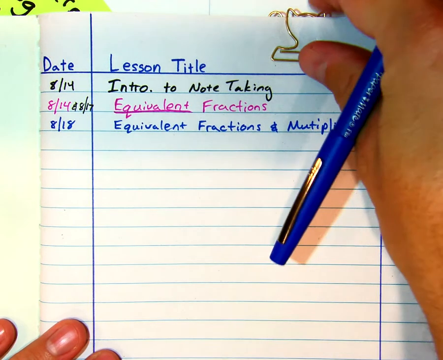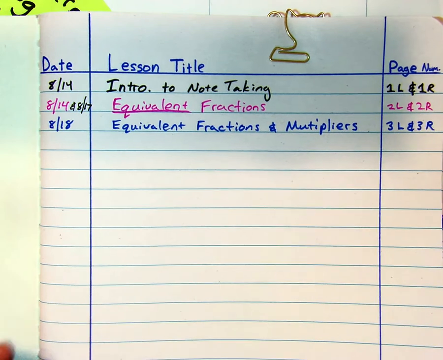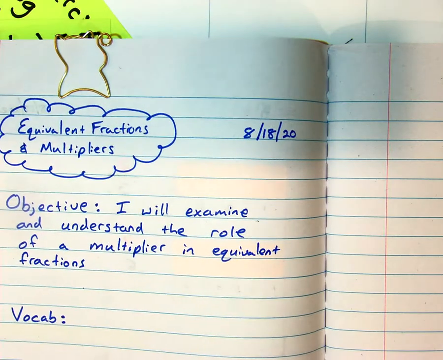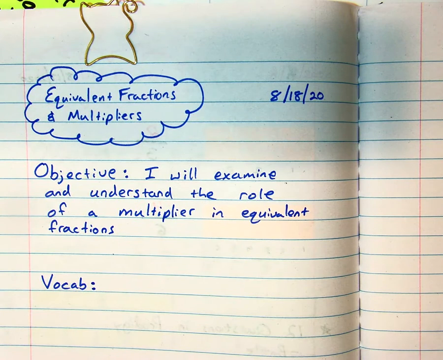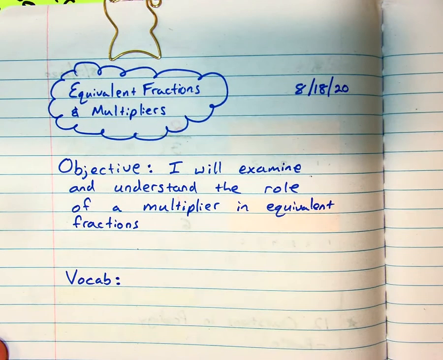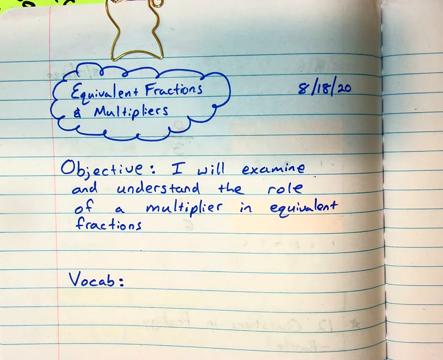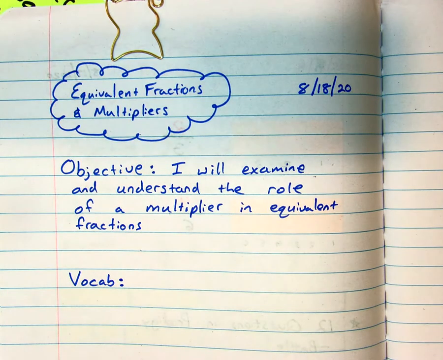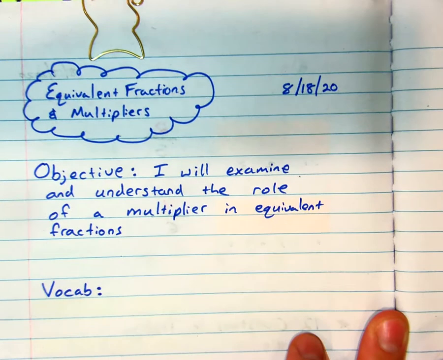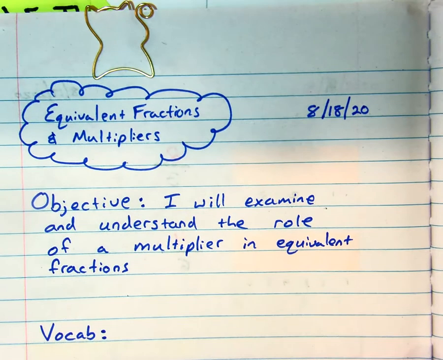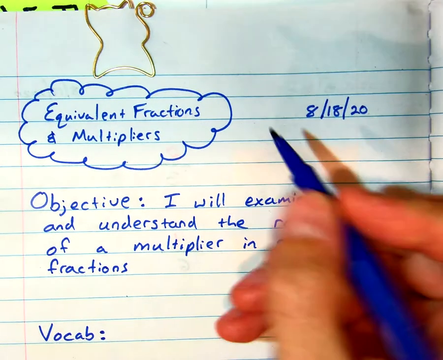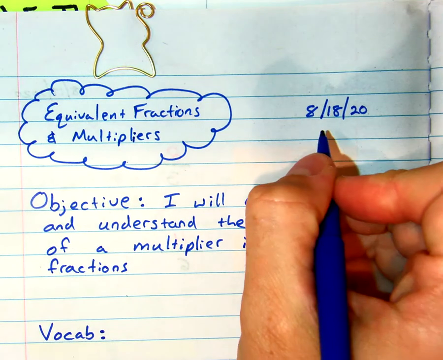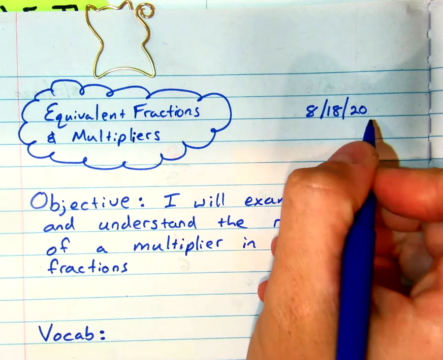If you need to pause longer, you can always do that. I'm going to flip over to my 3L, and I've got my notes prepped. Let's take a look. Let's zoom in on that title, Equivalent Fractions and Multipliers. Let's make sure we have our date in, 8/18/20.